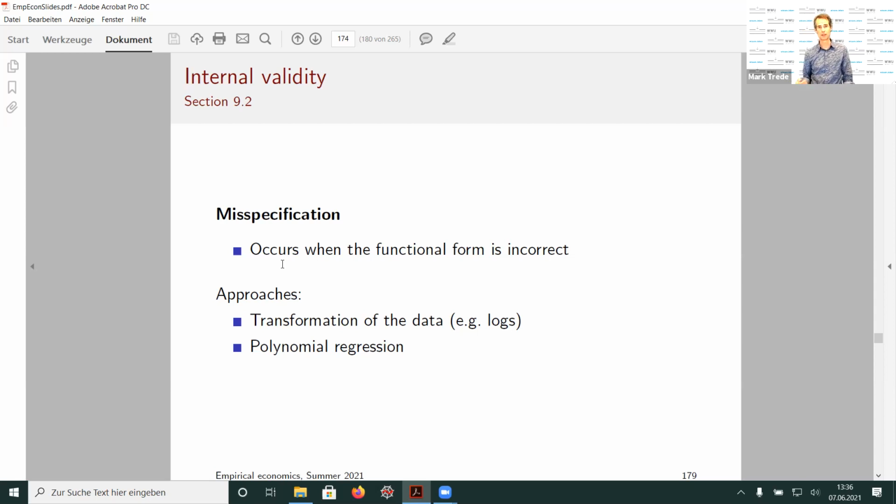We have seen how to approach this problem. You could transform the data. You could look at the logarithms of the endogenous and or exogenous variables. You could do a polynomial regression. So don't include just x, but also x squared, x cubed, and so on. Or you could use interaction terms.